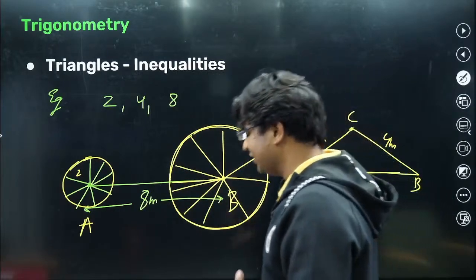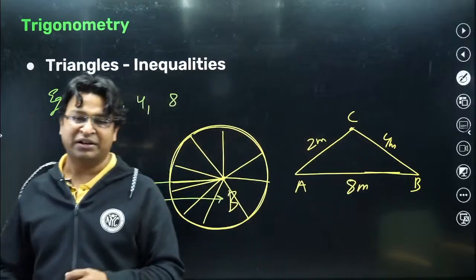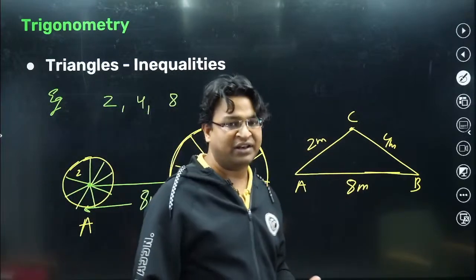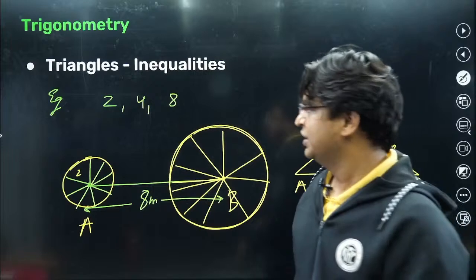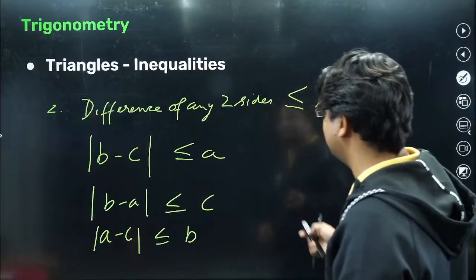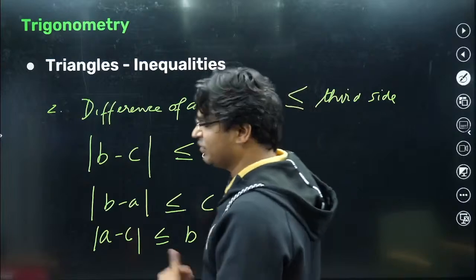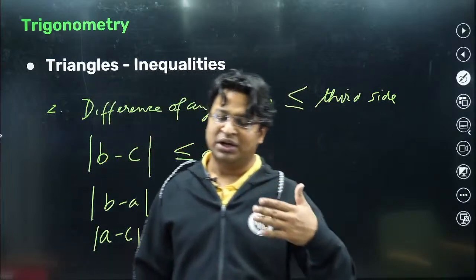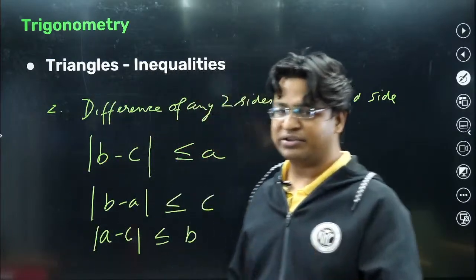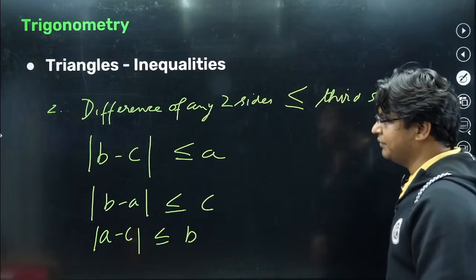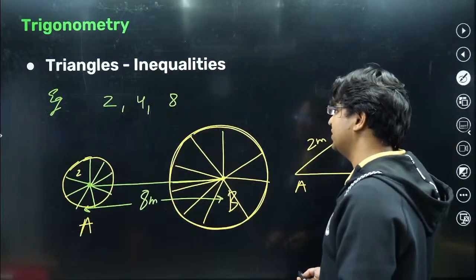So the point is that the moment you get three numbers, and I ask you to check whether we can get a triangle using those three numbers or not, you can either check this inequality, the difference one, or you can check the sum one. If the inequality is satisfied, then the triangle can be formed. Otherwise we can't form the triangle. So that is about triangular inequalities.